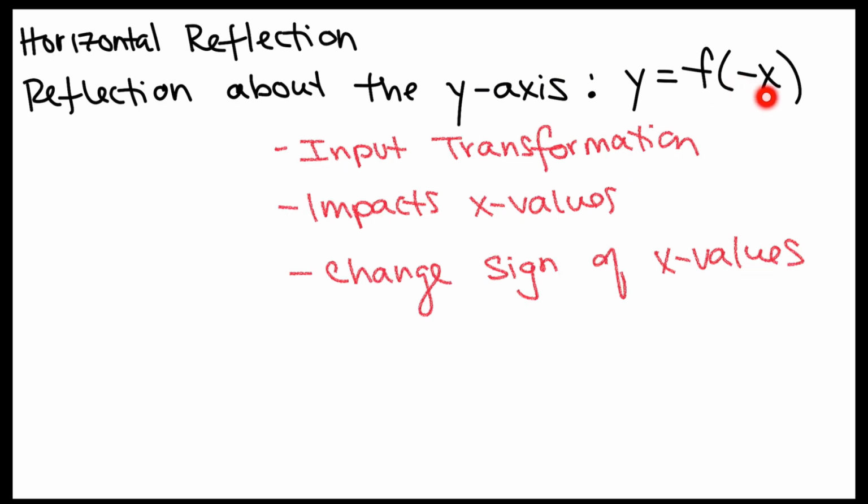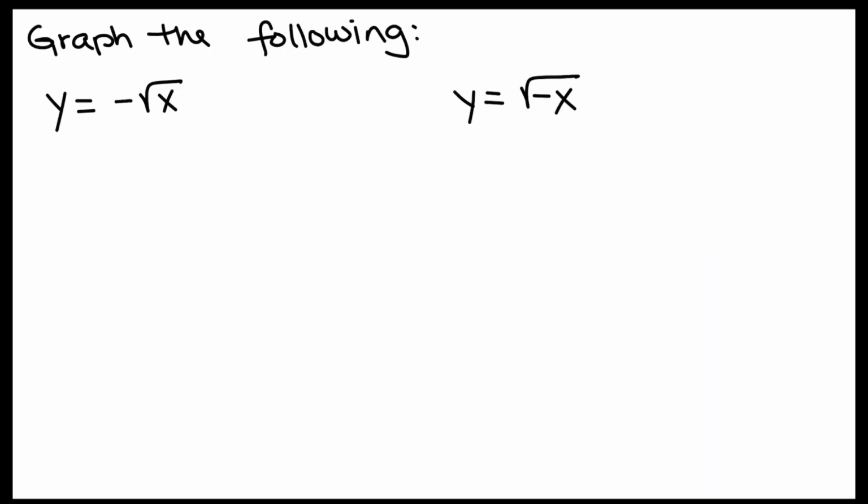If we have a negative inside the function, that's an input transformation. It's going to impact your x values, which means it's going to change the sign of all your x values. And now you've got a reflection about the y-axis. All right, so let's look at some examples and see what this looks like. Let's graph y equals -square root of x, and then compare that with y equals the square root of -x.